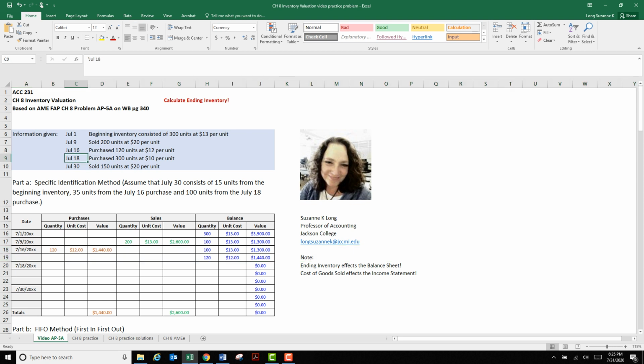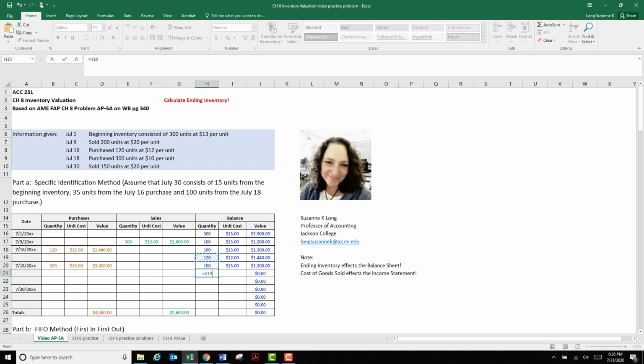Let's look at the 18th, another purchase. Purchase 300 at 10 per unit and multiply. Now we've got 3 layers of inventory. We've got the $13 ones and the $12 ones, and now we're adding some $10 ones. I'm going to use a lot of cell reference here. Equals that one, equals that one, equals that one. Oops, nope, not there.